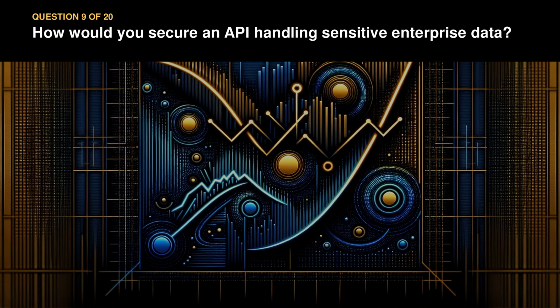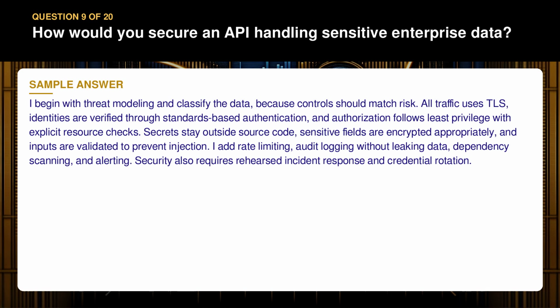Question 9. How would you secure an API handling sensitive enterprise data? I begin with threat modeling and classify the data, because controls should match risk. All traffic uses TLS, identities are verified through standards-based authentication, and authorization follows least privilege with explicit resource checks. Secrets stay outside source code, sensitive fields are encrypted appropriately, and inputs are validated to prevent injection.